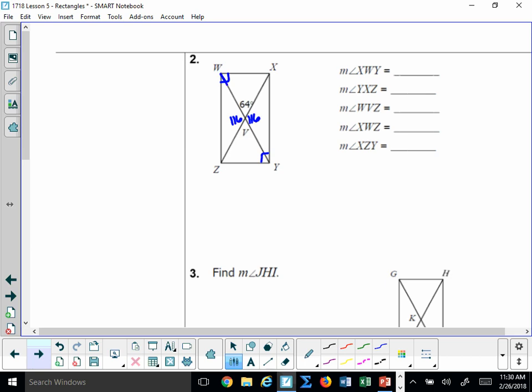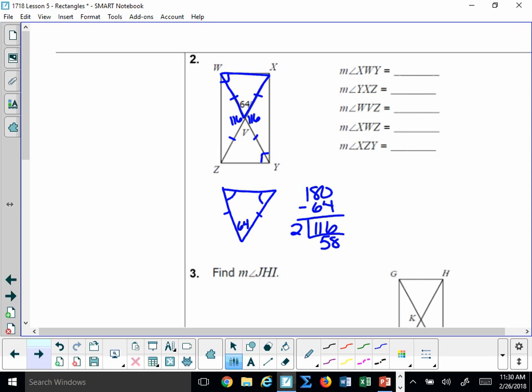Okay, let's pull out this triangle. 64. I know that my diagonals are congruent to each other and they bisect. So that means I have an isosceles triangle. Doesn't that make you excited? So base angles theorem, these 2 angles are congruent. 180 minus 64 is 116, divided by 2, that's 58.